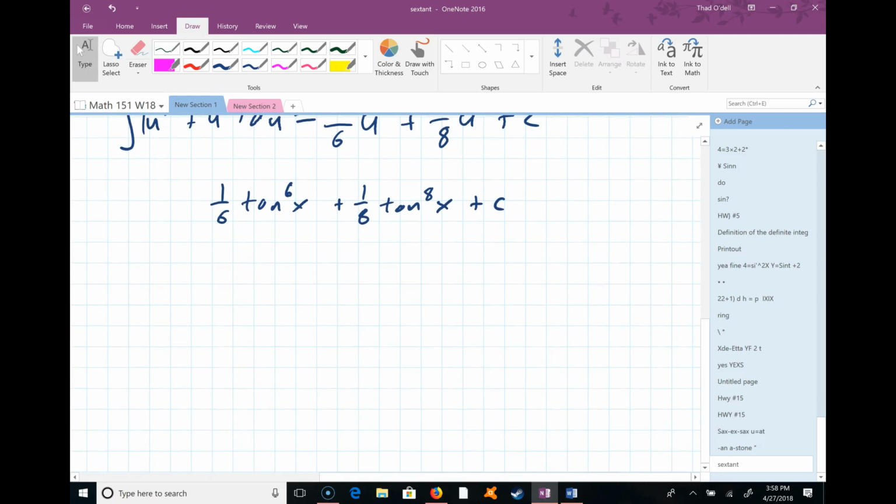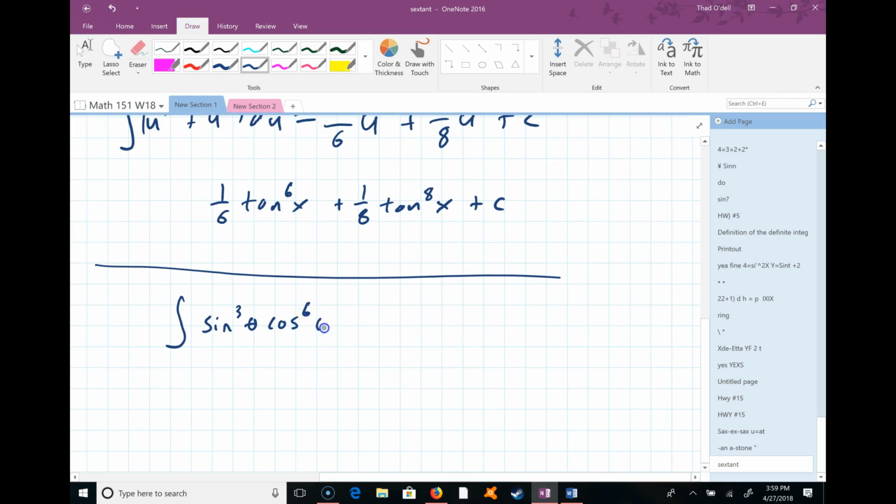So just to show you that again, another type would be if I have the integral of sine to the 3rd theta times cosine to the 6th theta, and that's d theta.